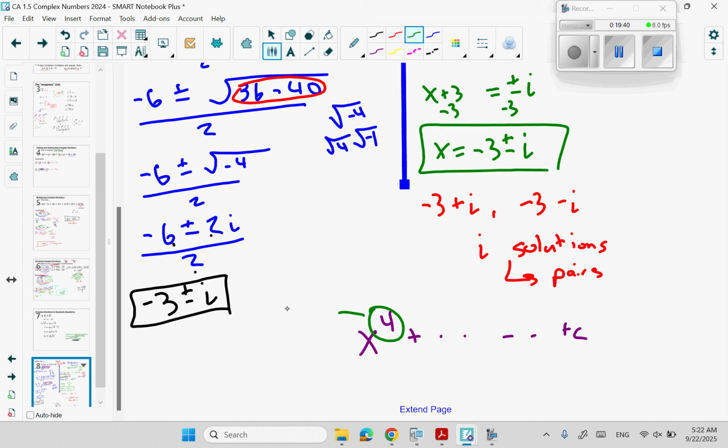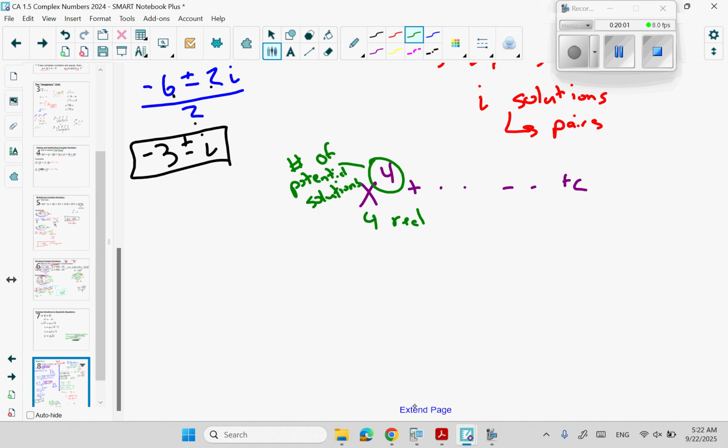By definition of polynomials, the degree, so for example, x to the fourth plus blah, blah, blah, blah, your degree is the highest number of potential solutions. So what interestingly happens is, for example, this has four solutions. It could have four real solutions. It could have two real solutions and two imaginary solutions. It could have zero real solutions and four imaginary solutions.